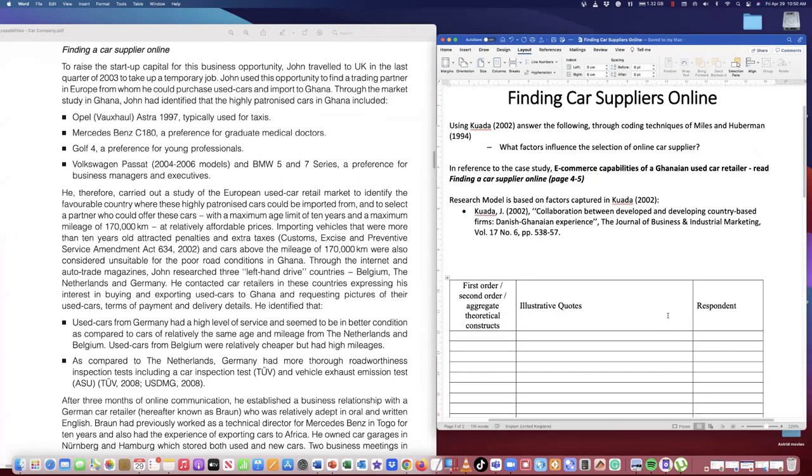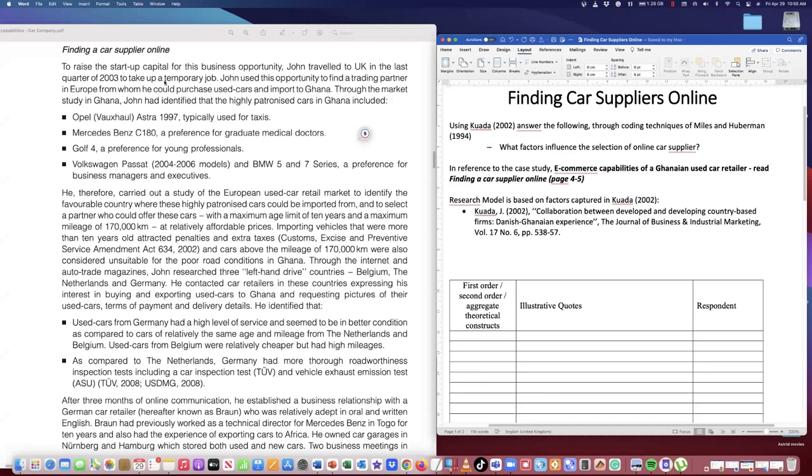Now the question is: using Quadaa, who wrote a paper on collaboration between developed and developing countries, answer the following through the coding techniques of Miles and Huberman. What factors influence the selection of an online car supplier, in reference to the case study? So this is the case study. The person has written the case already, so let's look at it.